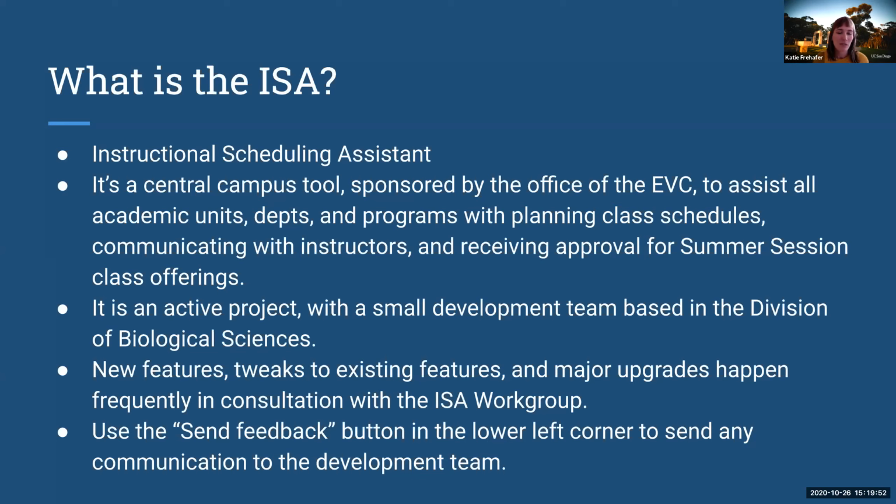So please, please, please, if you see anything amiss, we really want to know about it because that is something we're going to want to fix. It's not normal for there to be a broken feature in the ISA. So please let us know. That feedback loop is super important.